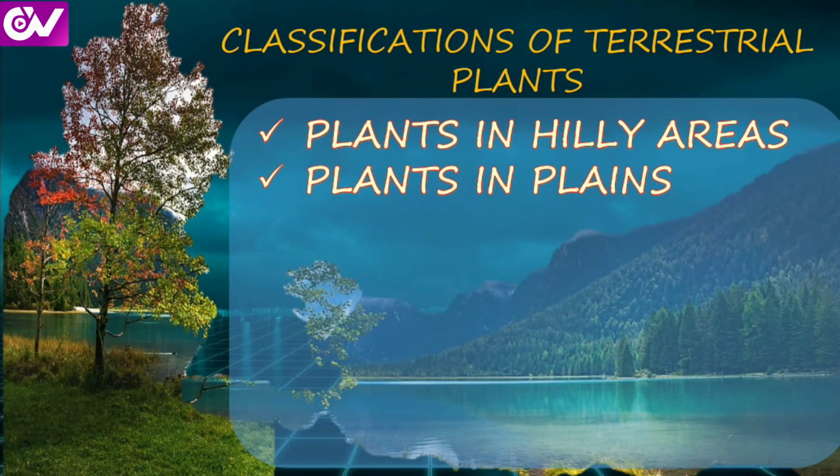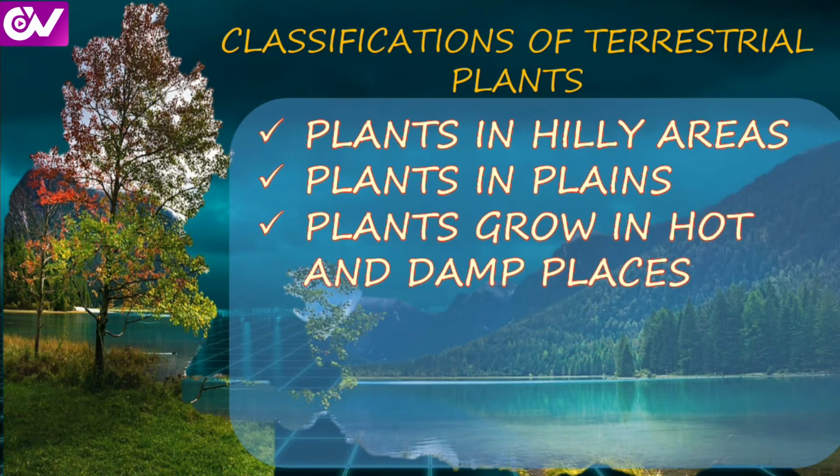Plants in plains, where plains refers to smooth and normal land structure. Plants grow in hot and damp places. You know that hot refers to heat and damp refers to wetness. These are plants that can grow in both hot and wet, that is damp, places. For example, the plants that grow on the seashore are examples for damp and hot places.